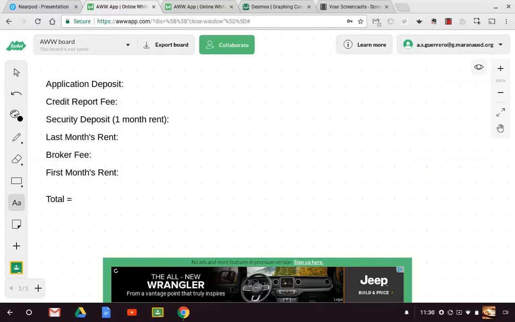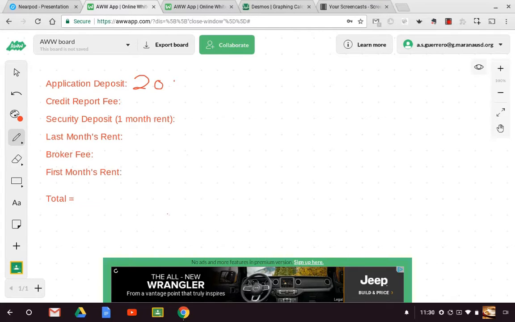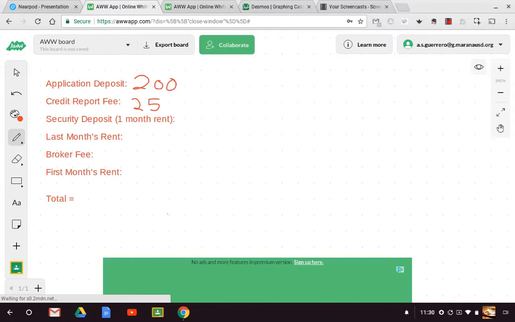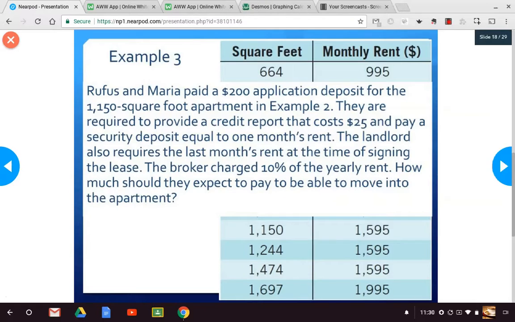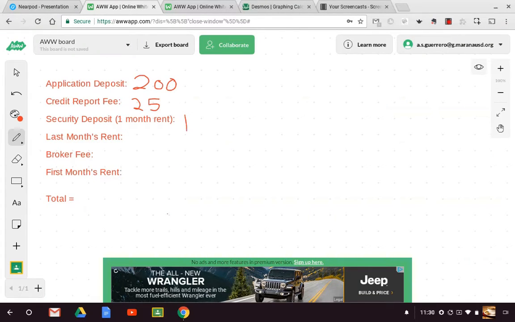So then we're going to start filling in the different amounts that we know. So we know their application deposit, that was $200. Their credit report fee was $25. Their security deposit was 1 month's rent. And if we go back to that, that was $1,595. Their last month's rent is going to be equal to a month worth, so the same $1,595.